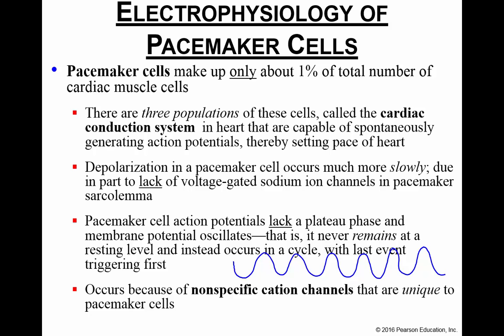And depolarization in the pacemaker cells is going to happen more slowly because you don't have voltage-gated sodium ion channels in the pacemaker cells' sarcolemma. They also don't have a plateau phase. And so the membrane potential oscillates like what I've drawn there. It remains at resting level and it occurs kind of in a cycle. And that is because of non-specific cation channels that pacemaker cells have that no other cells do.